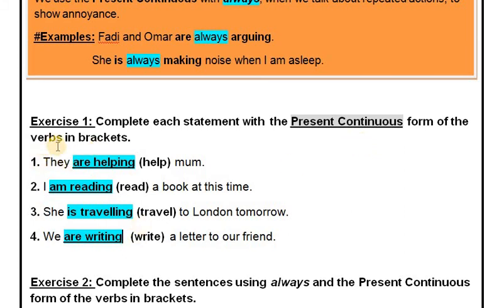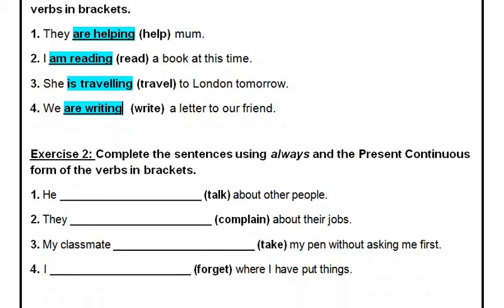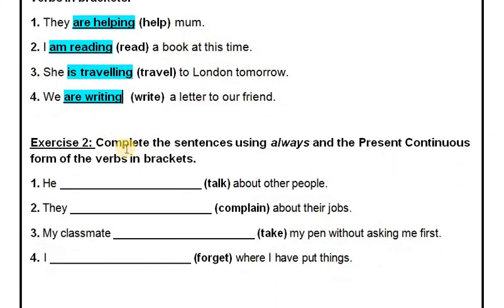Okay, guys. That's all about exercise number 1. But look at exercise number 2 here. Let's read. Complete the sentences using always and the present continuous form of the verbs in brackets. بدك تستخدم لي always والtense بده يكون عندك present continuous. So look at these examples. I will do the first one with you and you will complete. انتوا رح تكملوا.